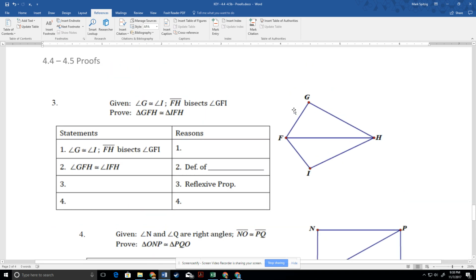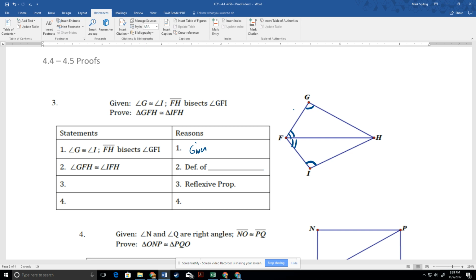All right. In this case, we have angle G is congruent to angle I. That's already marked there. It's already in the statement, so that's why I put it. We also know that this segment FH is bisecting an angle. If it's bisecting an angle, it's splitting the angle into two congruent angles, which is what the next step says. So after I write the given here, I'm looking at the next step, which says GFH is congruent, and I'll put 2 there, to IFH, which would be down here.